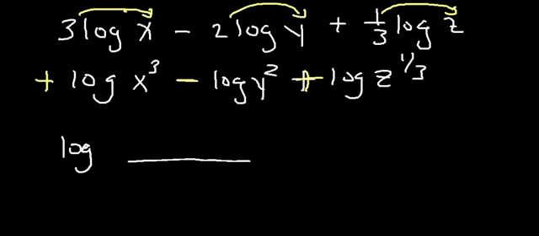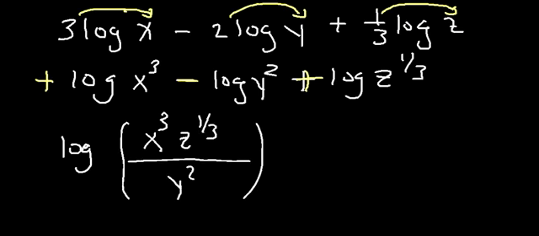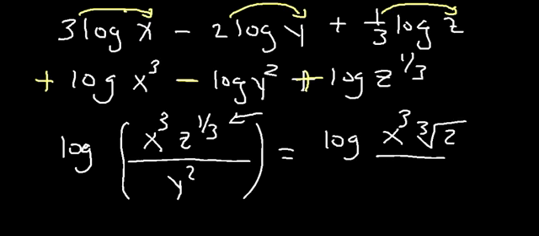Then put a big fraction. So we have x cubed on top times z to the 1/3, and then y squared on the bottom. Now we could leave the answer like this. Now we have a fraction here, we can convert that to a radical form if we wish. But the 1/3 only affects z. So there'll only be a cube root for z. So it's going to be x cubed, cube root z over y squared, all within one single log. Now I'll try only one more example for that type of problem.